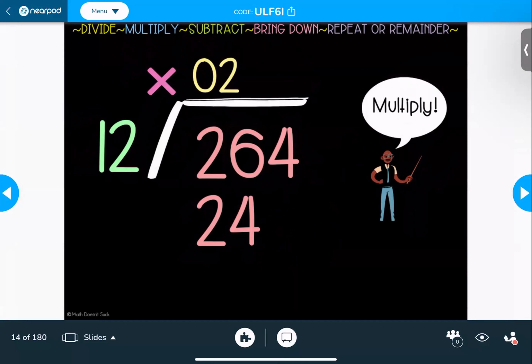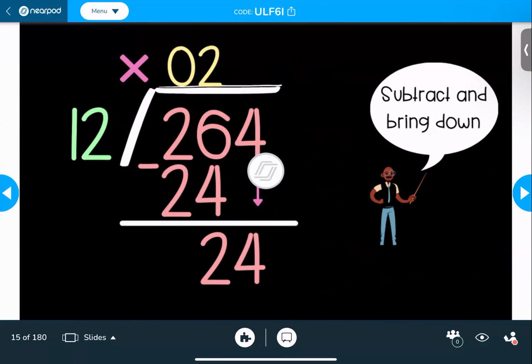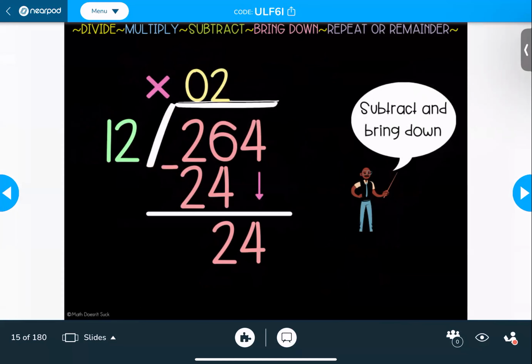Now I'm going to subtract. I'm going to do that taking away step. If I had 26, I take away 24. I'm left with 2. Following our steps, our next part is to bring down. But something that could be super helpful is after you subtract, I want you just to take a second and say, is my answer less than what is outside of the house? It's a quick check to make sure you took as many groups as you could.